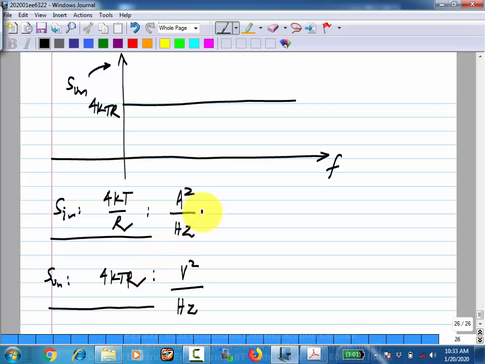Now in engineering literature, sometimes you will see this 4 kTR. So let's do it for room temperature for a 1 kilo ohm resistor. What will be the value of 4 kTR?